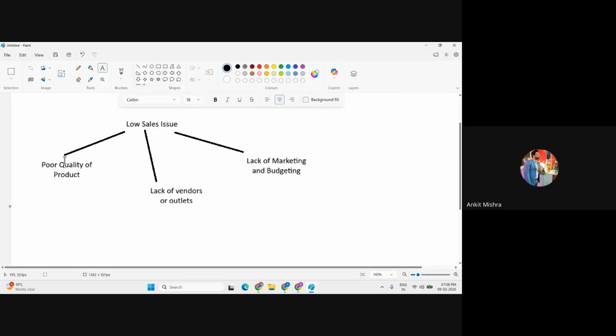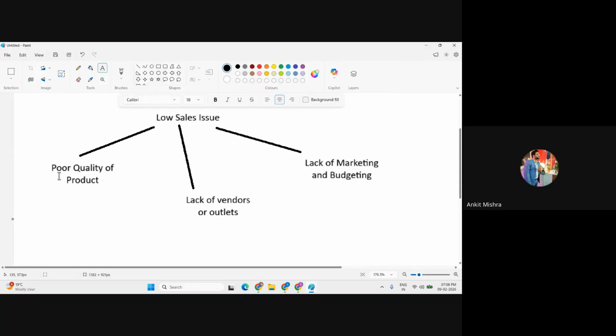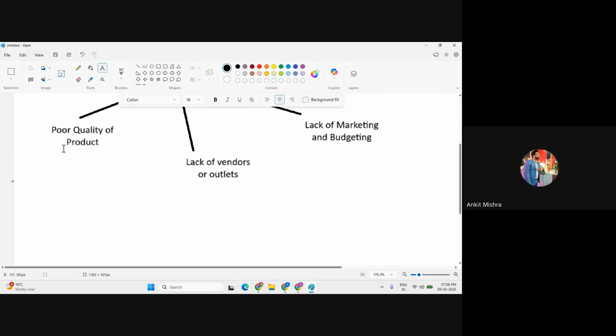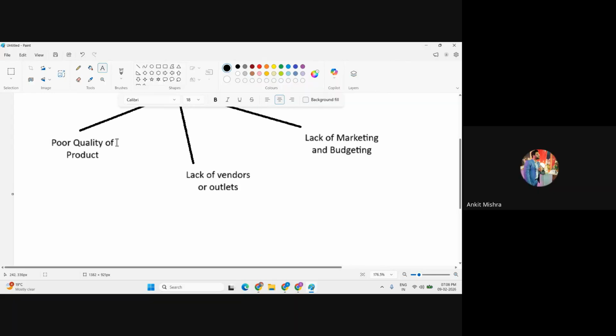Now if we pick this poor quality of product, suppose we are considering this one problem, we have multiple problems, but we are trying to deep dive into why we are getting poor quality of product. Again, the poor quality of product can be due to multiple sets of problems, right? Let me write one of them. It can be due to poor vendors, and it can be due to low budget, low budget for accessories.